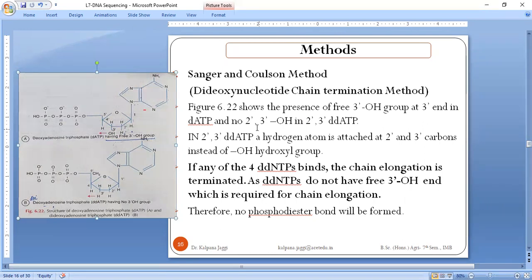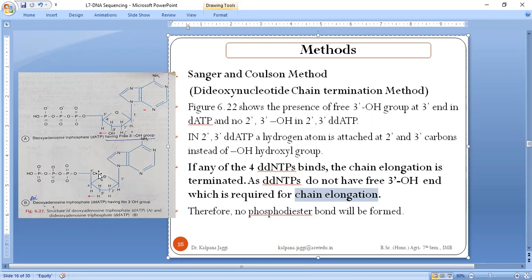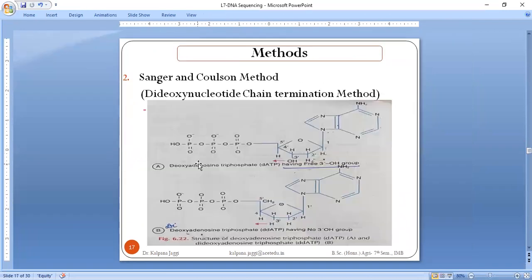See, this is what is written. This is the figure showing the presence of a 3' hydroxyl group, and this is the figure showing the absence of a hydroxyl group, both from this and this, right? If any ddNTP binds, then chain elongation is terminated, because it no longer has the 3' hydroxyl group, which is actually required for chain elongation. As a result, if no hydroxyl group is there, there will be no formation of the phosphodiester bond, and the whole elongation process will stop.